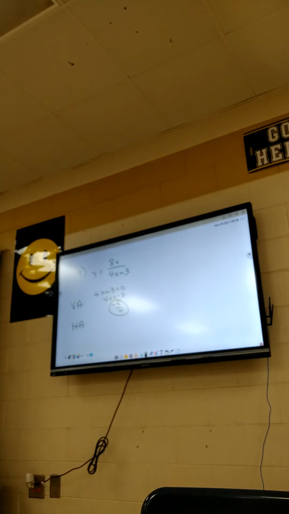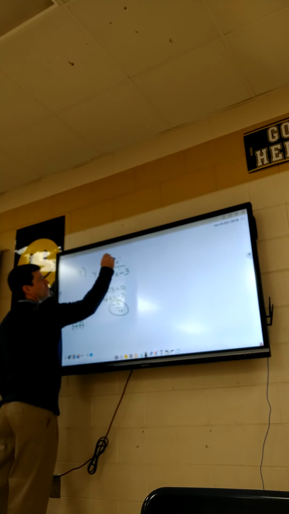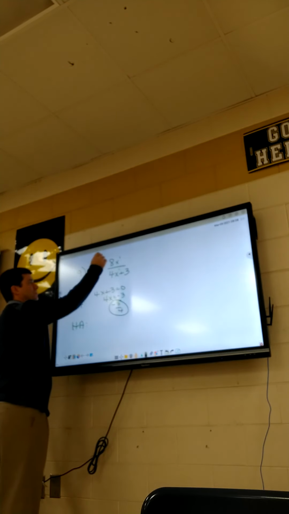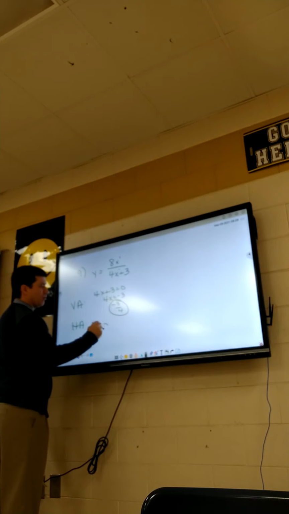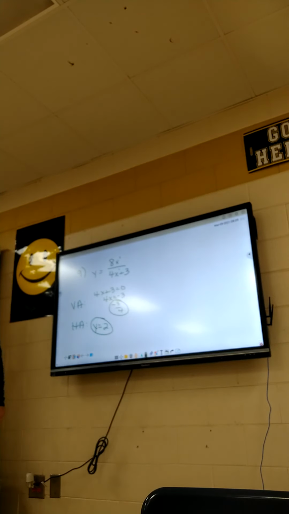What do we look at? Exponents. All right. These exponents are equal, 1 and 1. What do we do when they're equal? Divide 8 and 4. All right. What do you do when they're not equal? Automatically 0. There you go. Everybody good on that?